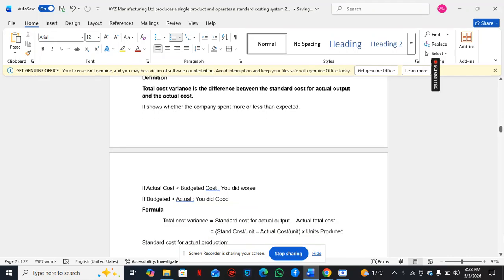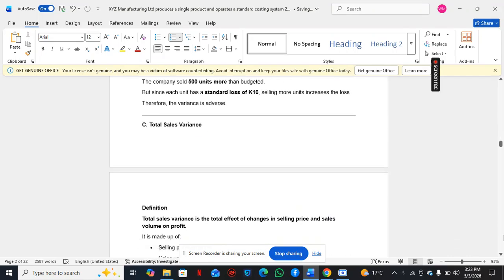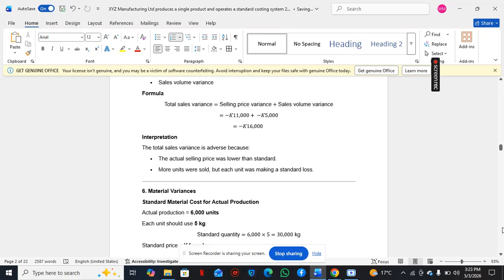As I said earlier on, whenever it's variances dealing with costs, you always want the actual to be less than the standard or the budgeted. Because when the actual is less than the budgeted, it means you spent less. But if the actual is greater than the budgeted, it means you spent more. Then for the sales variances, it's the opposite. The actual has to be greater than the budgeted, so that if the actual is greater than the budgeted, you sold more.